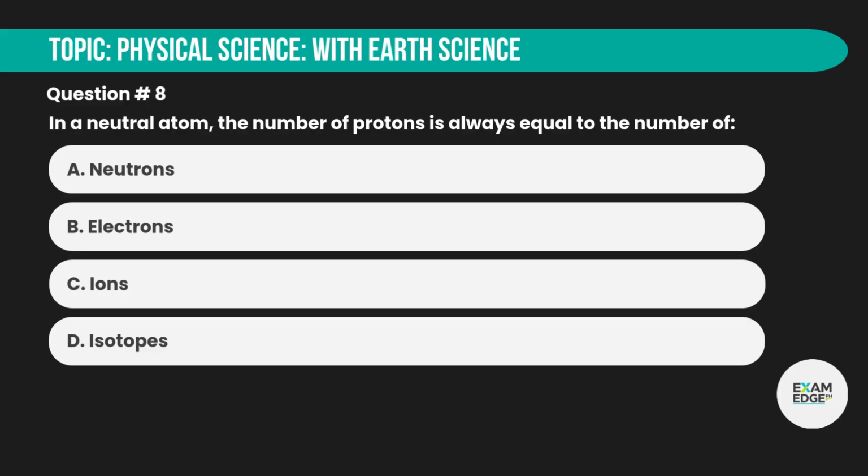Question number 8. In a neutral atom, the number of protons is always equal to the number of A. Neutrons. B. Electrons. C. Ions. D. Isotopes.